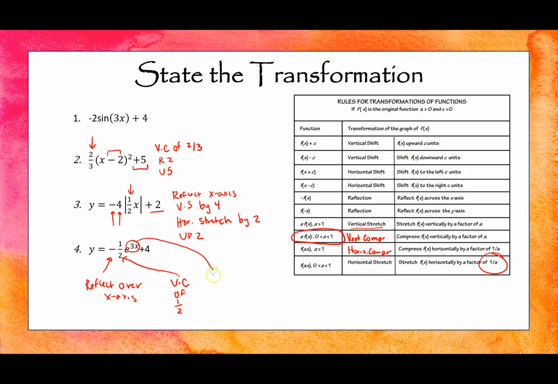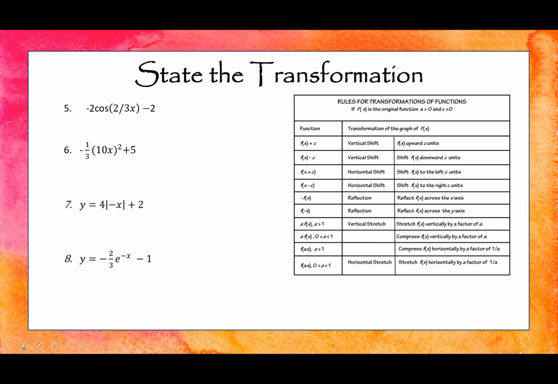So that right there would be a horizontal compression because we have this example right here where inside it's greater than 1. We do have to take the reciprocal, as always with horizontal. So horizontal compression of 1/3. And last but not least, an up 4 from this. All right, what I'd like you to do is take a second to write these 4 problems down, try them on your own, and then check your answers with mine.